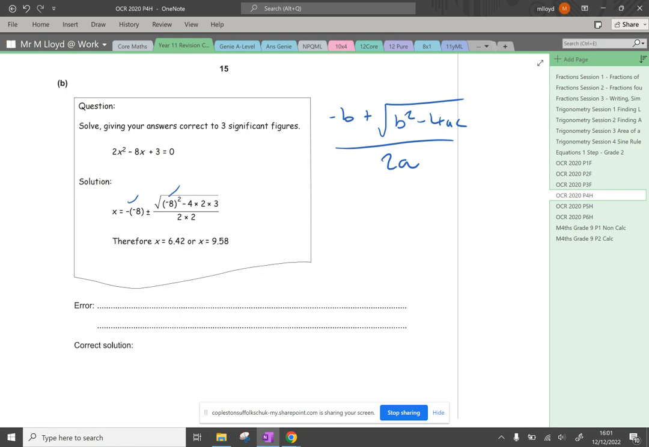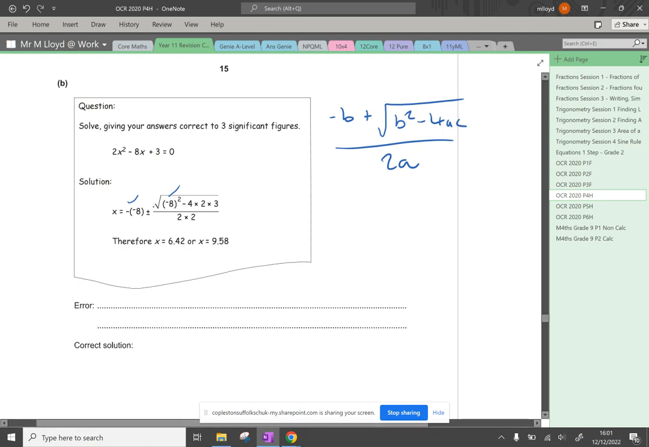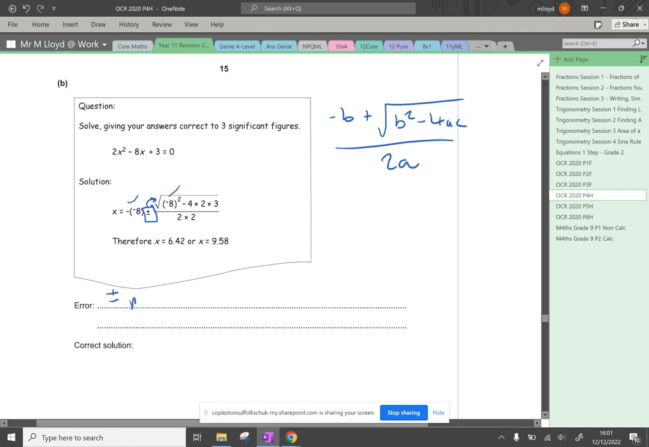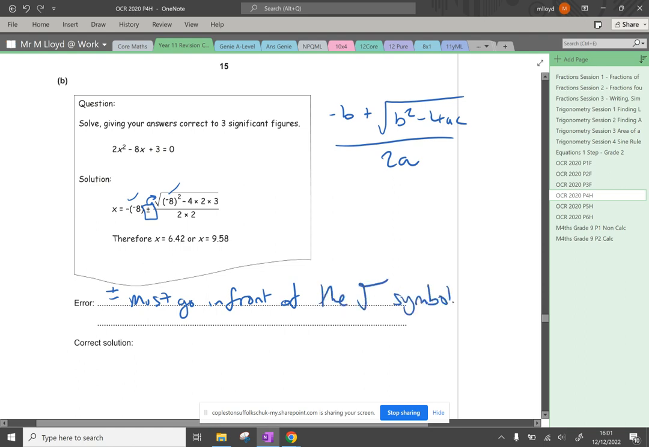I don't know. It's this bit here. It's this bit here. So the plus minus must go in front of the square root. Yeah, the plus minus must go in front of the square root symbol. Okay, and that's probably where they've got it wrong.